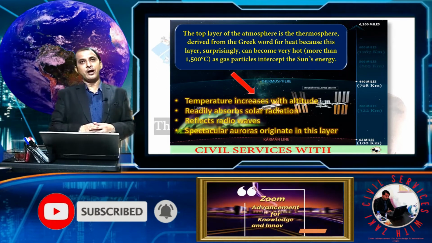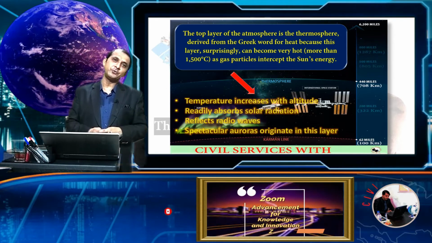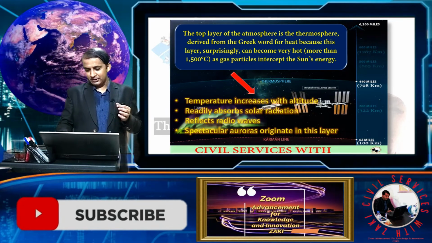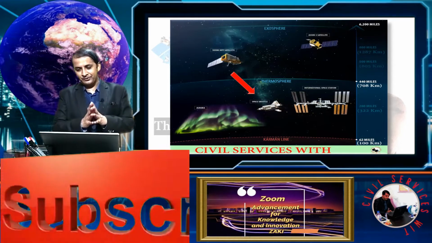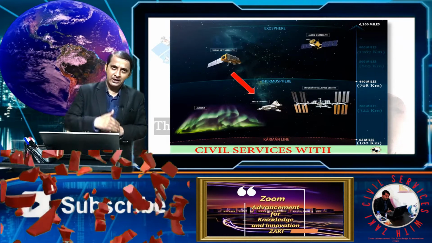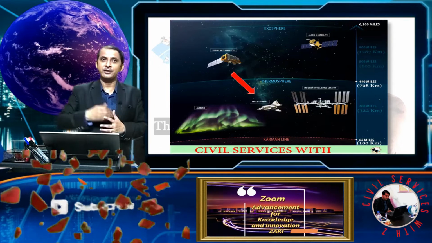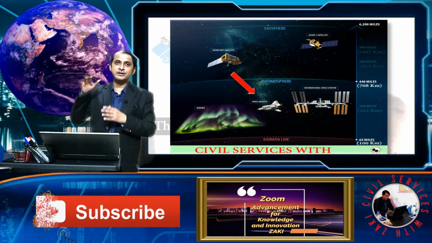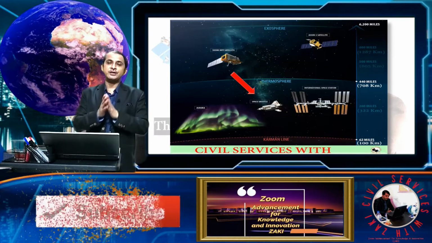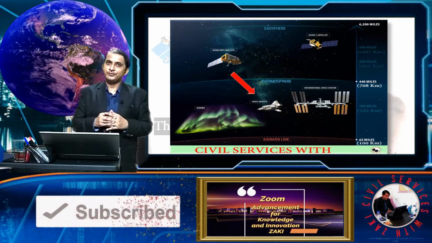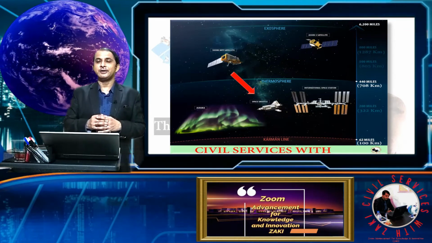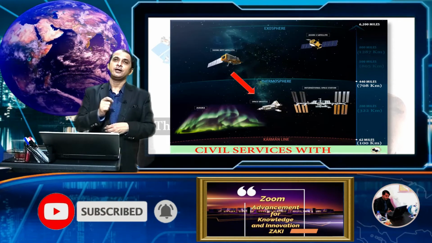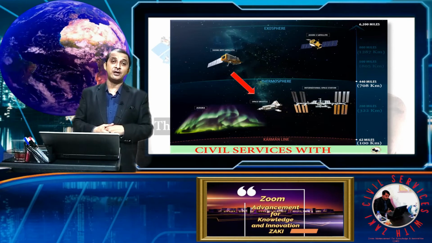So that's all about the structure of the atmosphere, and we have seen all the layers of the atmosphere above the Kármán line and below the Kármán line. Above the Kármán line is called the heterosphere, below the Kármán line is called the homosphere. Now we move forward, and the next video will be on the composition of the atmosphere.